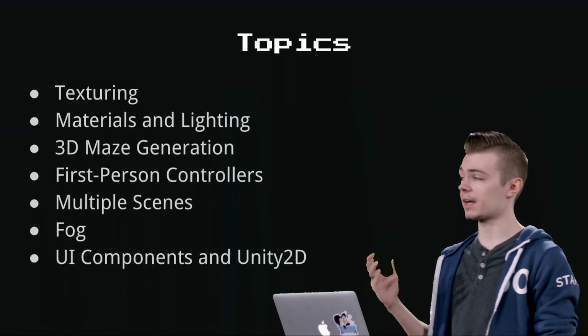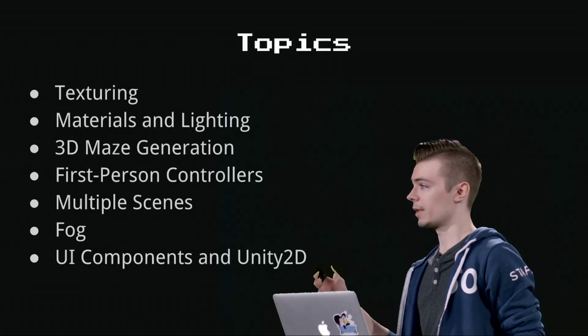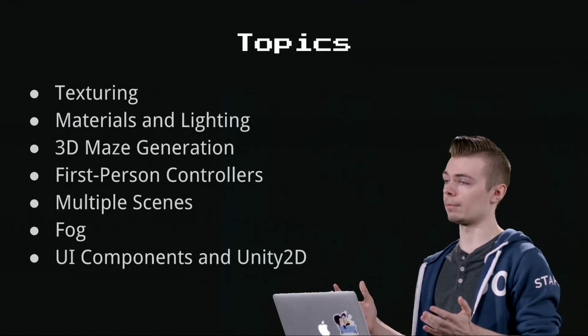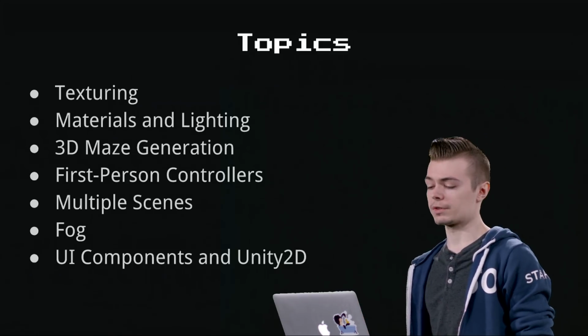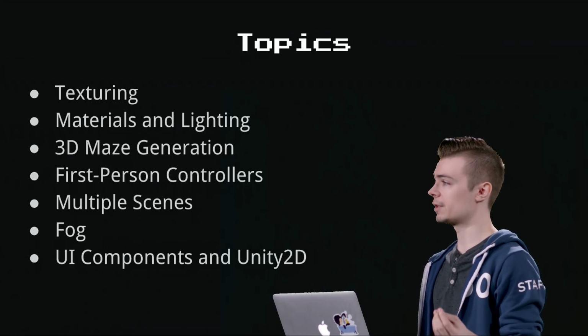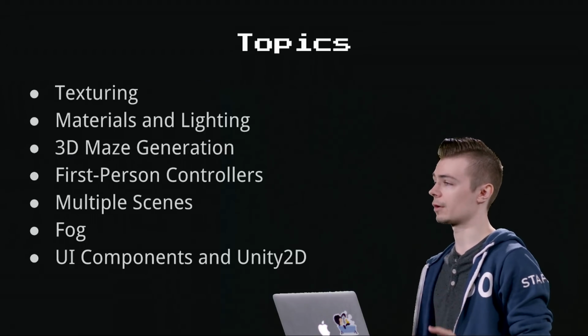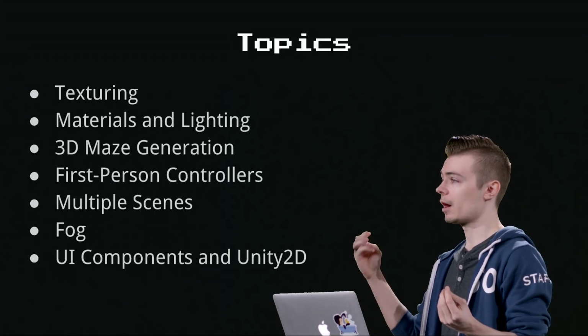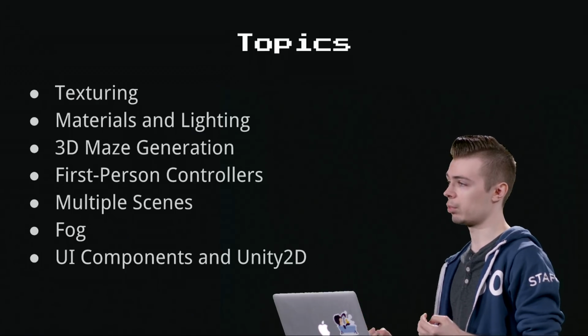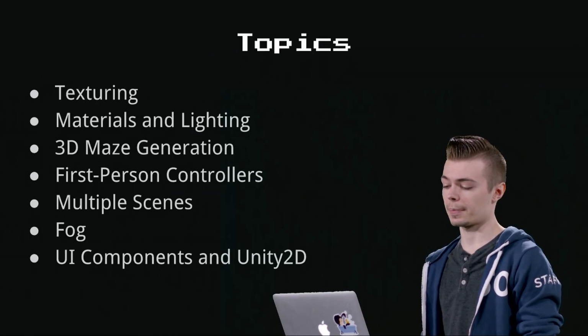We'll be talking about texturing. Recall last week, the helicopter and all of the items in our game were just flat colors. They didn't really have any textures associated with them. We'll talk about how to assign textures to materials and how to apply those materials to objects in our scene. We'll talk about materials and lighting, so not only materials, but also the different kinds of lights that Unity supports, and a few details about those.